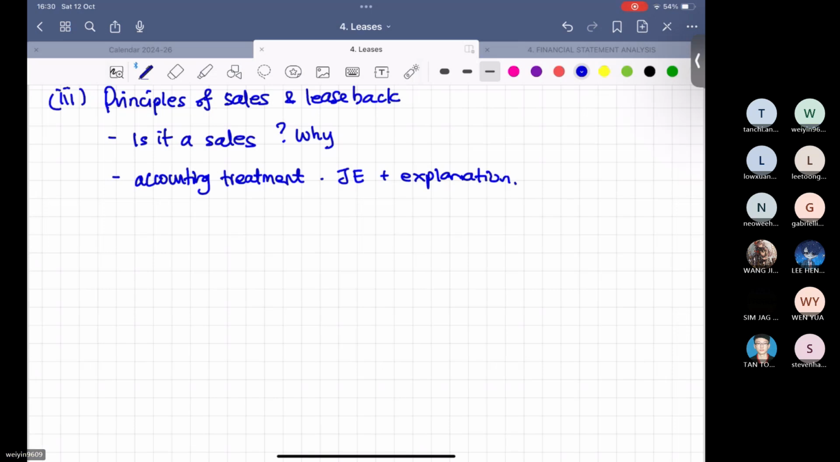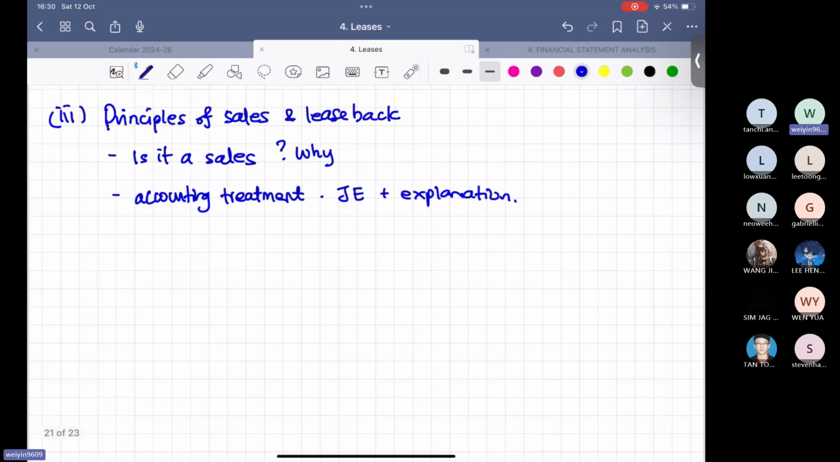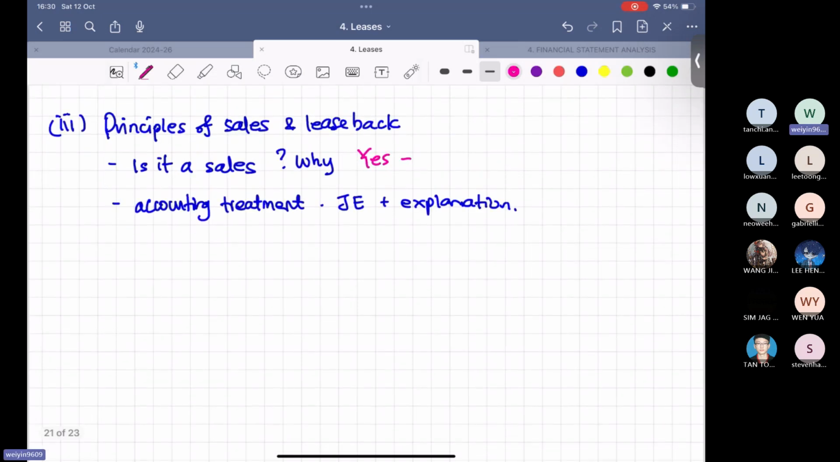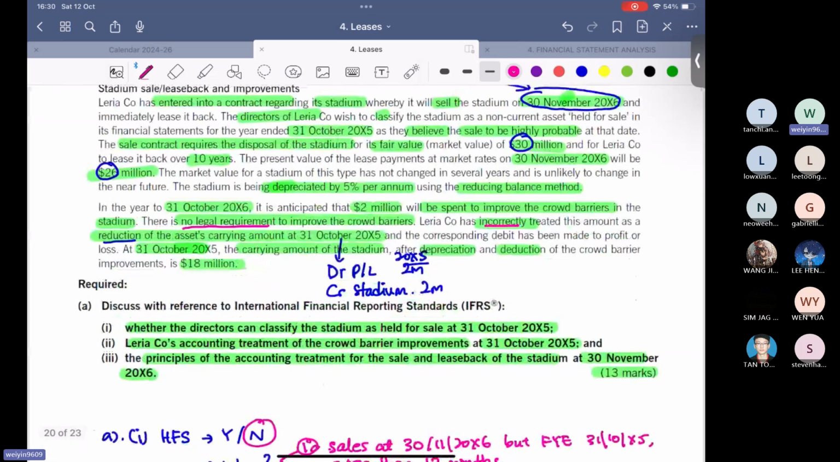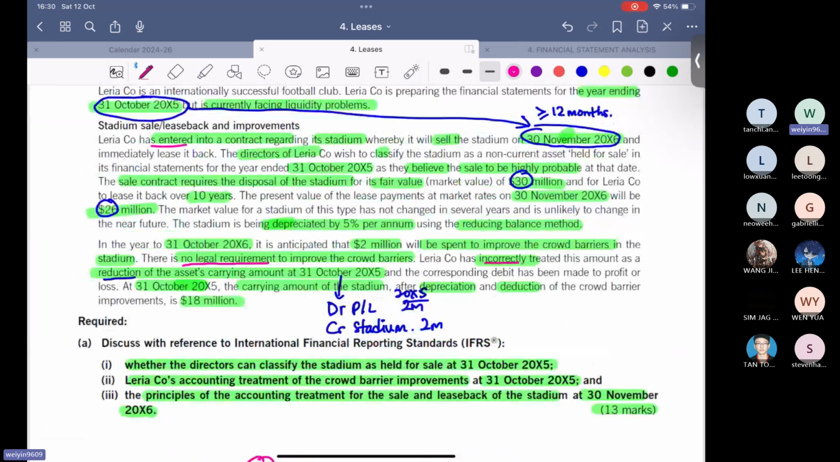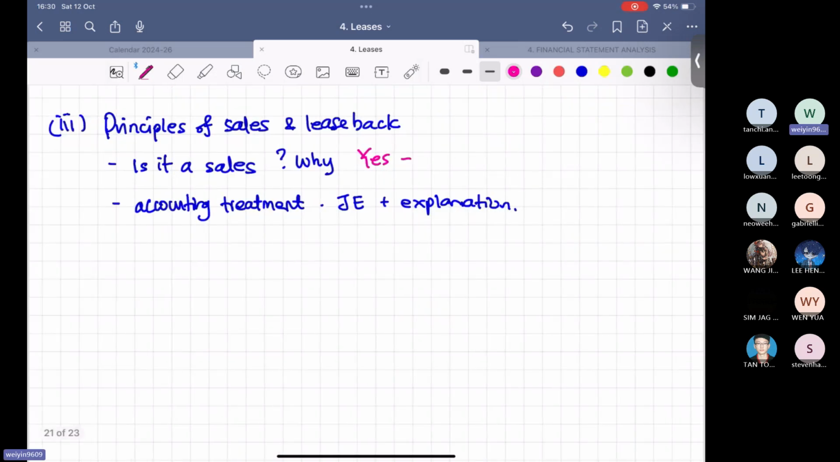So you see, I just proceed. If it's a sale, you have to tell the examiner, yes, this is a sale. Why do you say so? Because of the statement over here: enter into the contract regarding the stadium. That means it already has a sales commitment, right? So sales commitment.